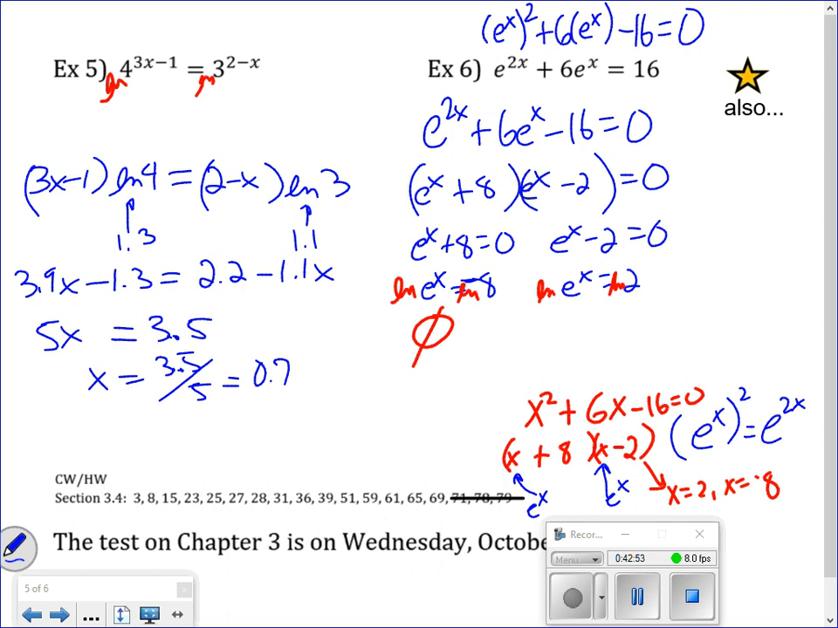But over here, ln and e do what to each other? Cancel out. So I get x equals ln 2. That's the only answer I have. All right. I put the star up here to remind me.